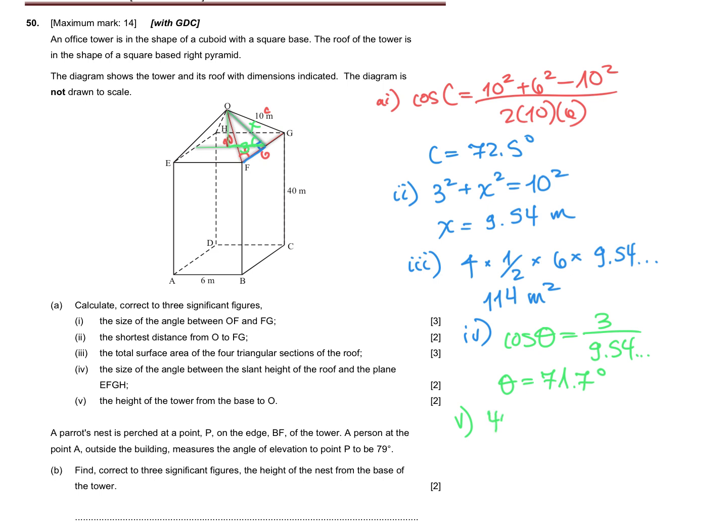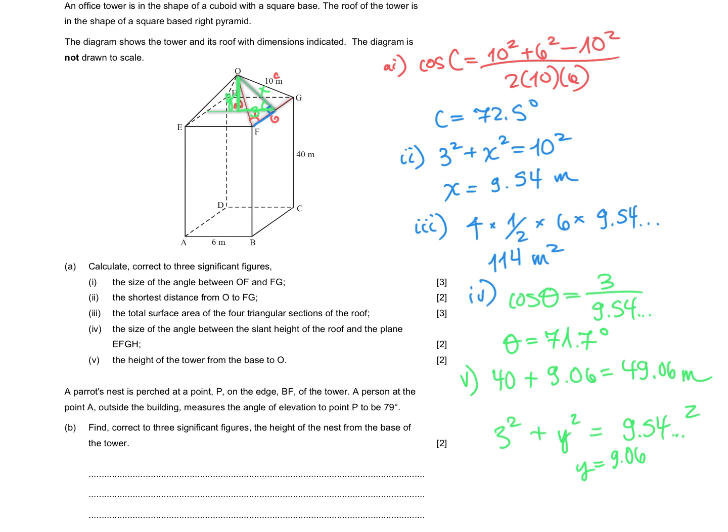The height of the tower from the base to O. So that's going to be 40 plus, now we need this height here. So we can use SOHCAHTOA or Pythagoras. I'll just use Pythagoras: 3 squared plus, I'll call that y, squared equals x squared. So y ends up being 9.06. So this whole height of the tower is 49.06 meters.